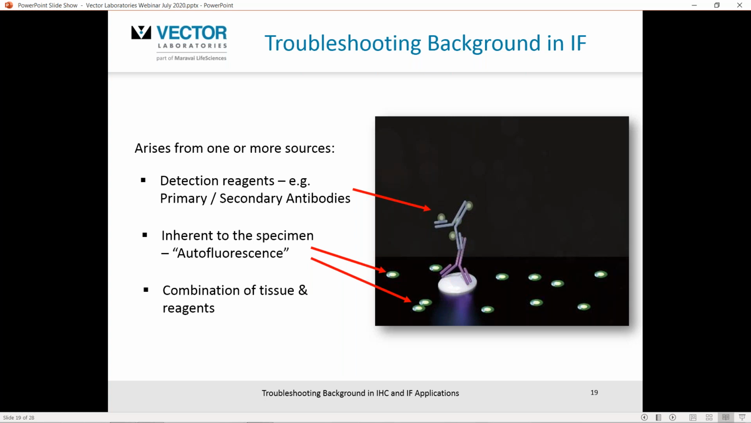Okay, so let's pivot now towards immunofluorescence. Very similar to immunohistochemistry, as you mentioned, in that workflow in a very broad sense, in the series of sequential incubations. And certainly you may encounter background from the detection reagents, the primary or secondary antibodies, or indeed it may be inherent in the tissue specimen, observed as autofluorescence, or a combination of both of those components.